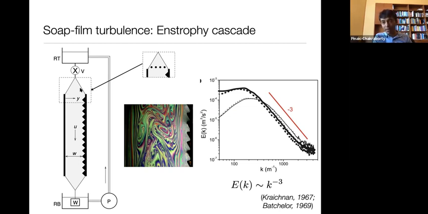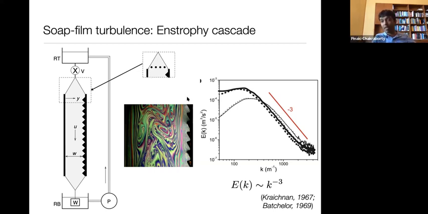At the top entrance of this channel, we introduce a series of rods, basically a grid. And if we do that, then as the film flows through these rods, these rods shed eddies, they turn the flow turbulent, and the flow is now decaying 2D turbulence from these rods.